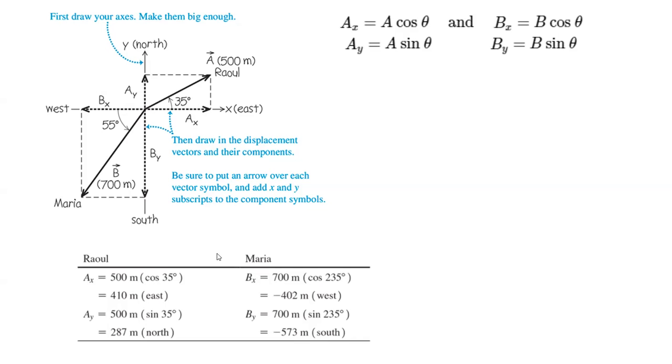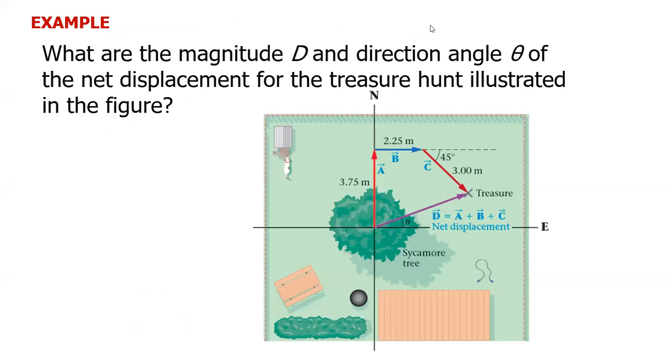And these are the answers. In other words, this is just to get the components. Another example: what are the magnitude D and the direction of the net displacement? Okay. Before I do any math, let me know what this problem is about.